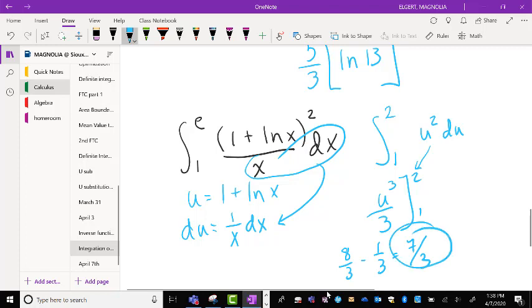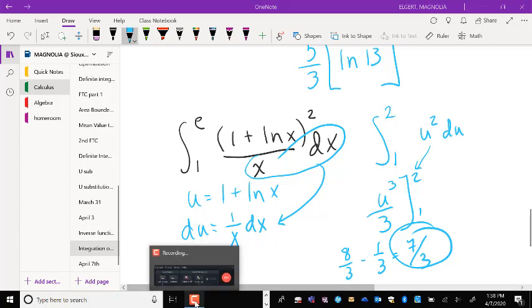You can check those on Desmos, but I'm pretty sure they're right. And that's it. So you're going to work with some integrating of natural log. You're going to do a lot of u substitution.